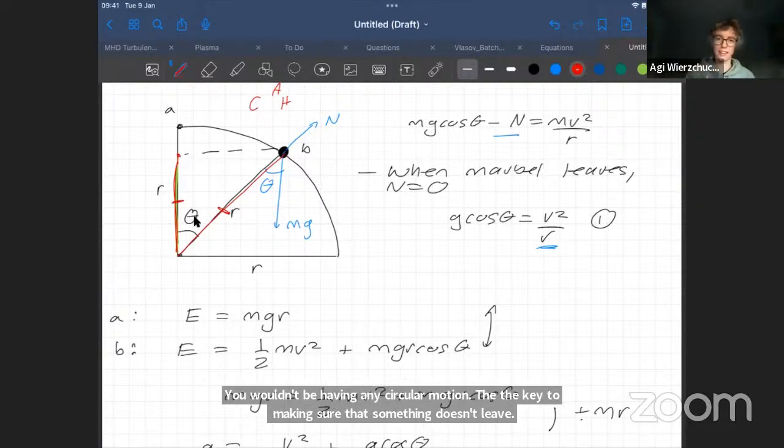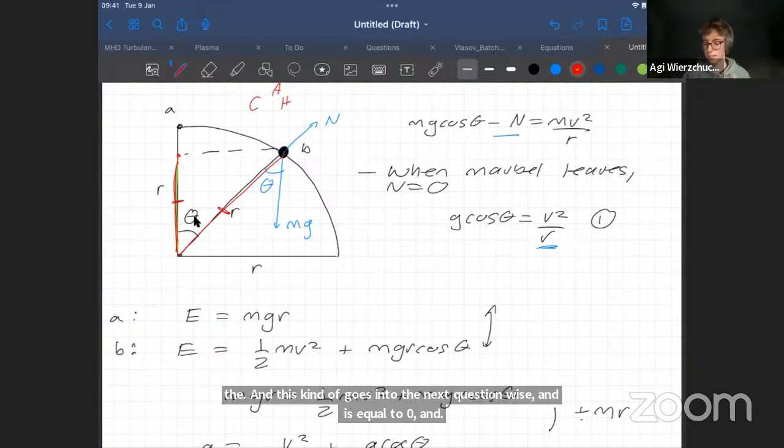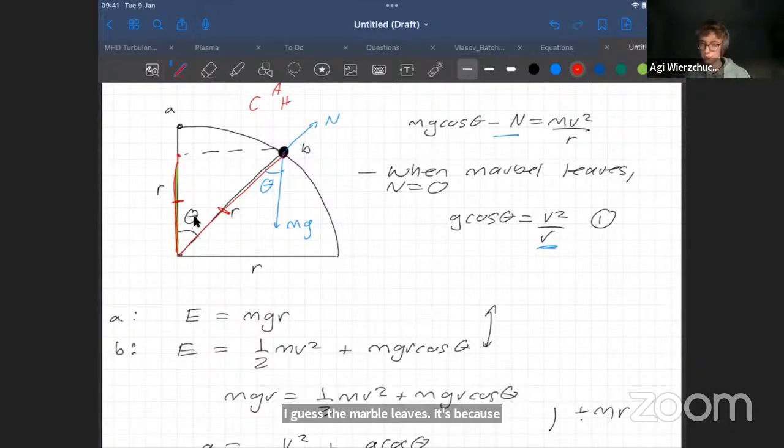this kind of goes into the next question: why is N equal to 0 when the marble leaves? Consider it this way: the only reason why you ever feel the ground on your feet is because it's pushing back upon you. If the ground wasn't pushing on you, for example, when you're in an environment with no gravity, you don't feel the ground because it's not pushing back on you.